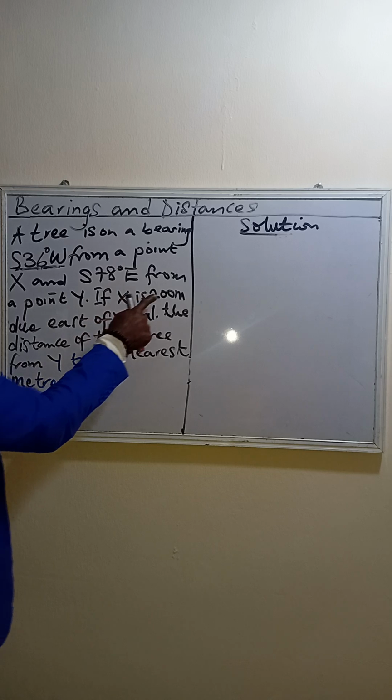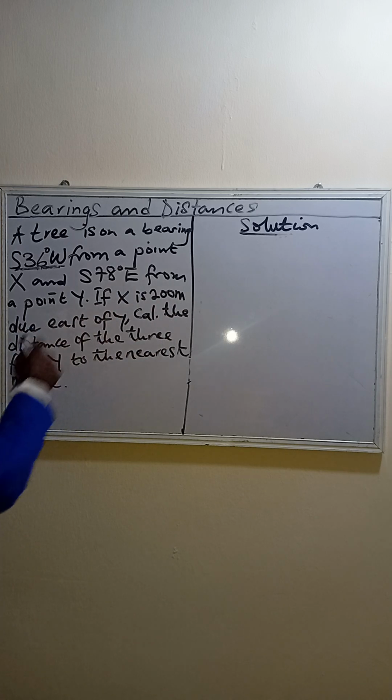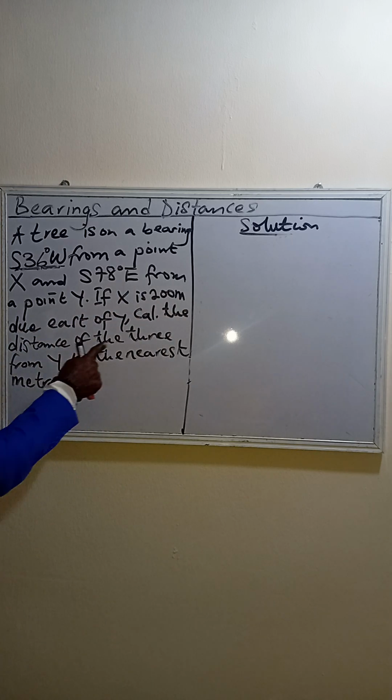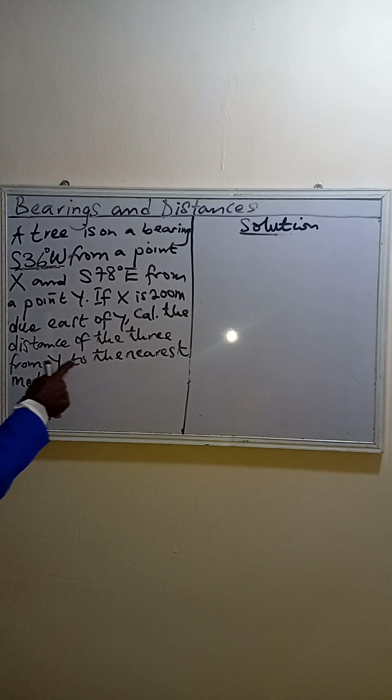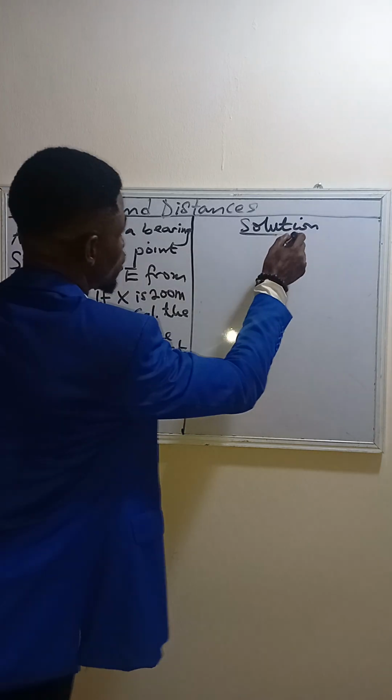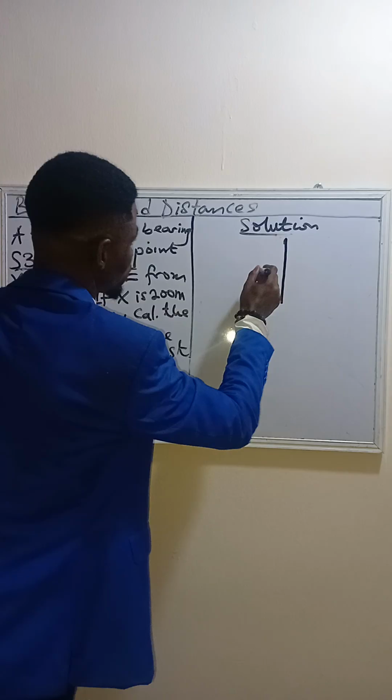Now, if X is 200 kilometers due east of Y, calculate the distance of the tree from Y to the nearest kilometer. So in this case, we are going to calculate the distance of the tree from Y. Okay, but in this case, what you need to do is draw as usual.